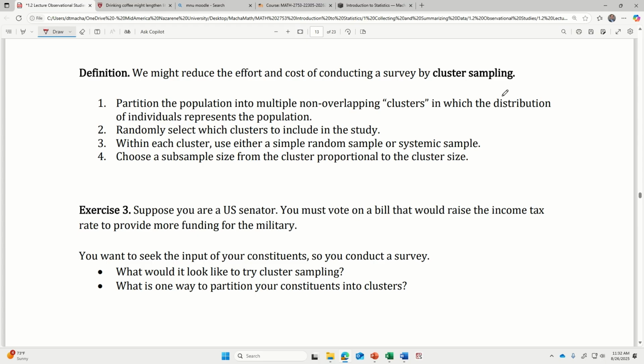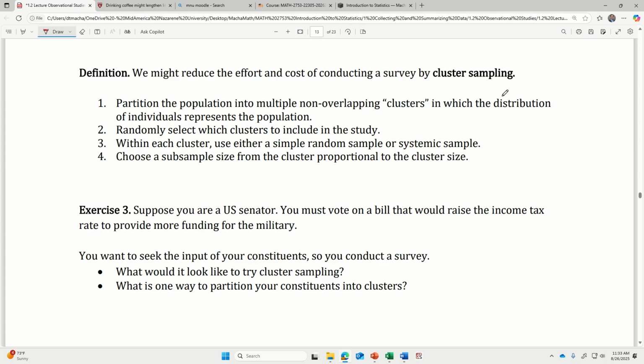Here's an example. Let's say you're a U.S. Senator, kind of a similar question. You want to raise taxes to increase funding for the military. You might survey your constituents, maybe, in an ideal world. They might look for feedback from constituents before making decisions.